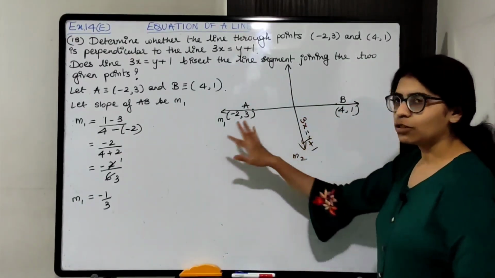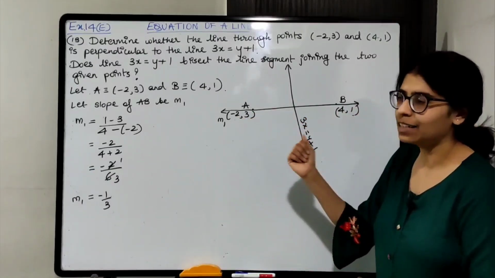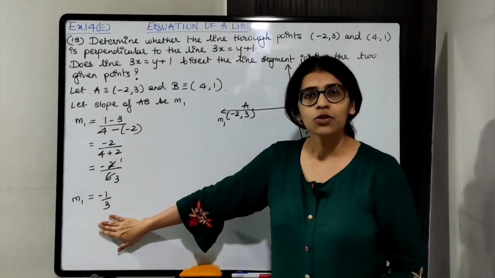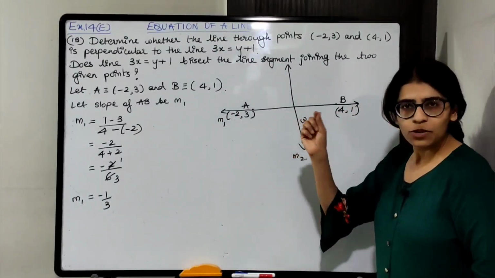Okay. You can also take the other way around. 3 minus 1 upon -2 minus 4. You will still get correct answer. So m1 mil gaya. m2 find out karte hain. For this we need to bring the equation in standard form.